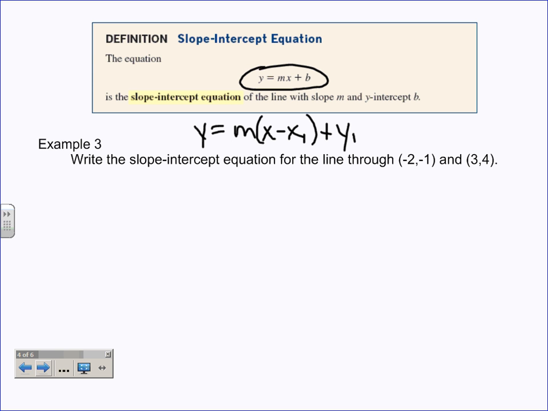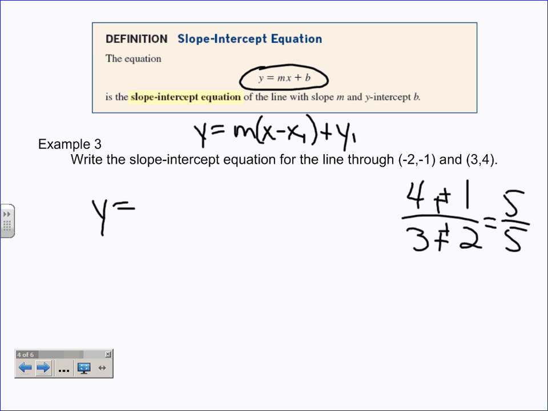Right. Well, the first thing we've got to do is slope. I think we're getting pretty good at that. So it'll be 4 minus a negative 1 over 3 minus a negative 2. Very nicely. 1. Okay. So if I get going too fast, let me know. Y equals, well, there's an m, so put 1. X minus, well, now we have to make a choice.